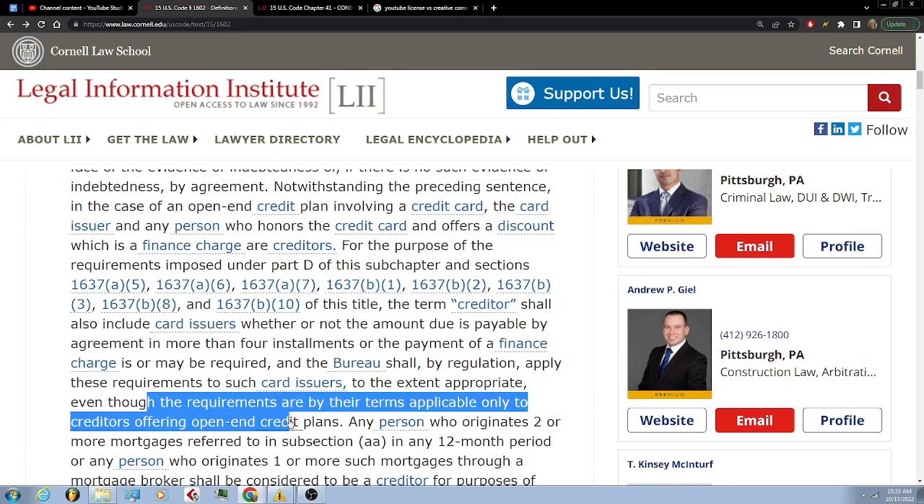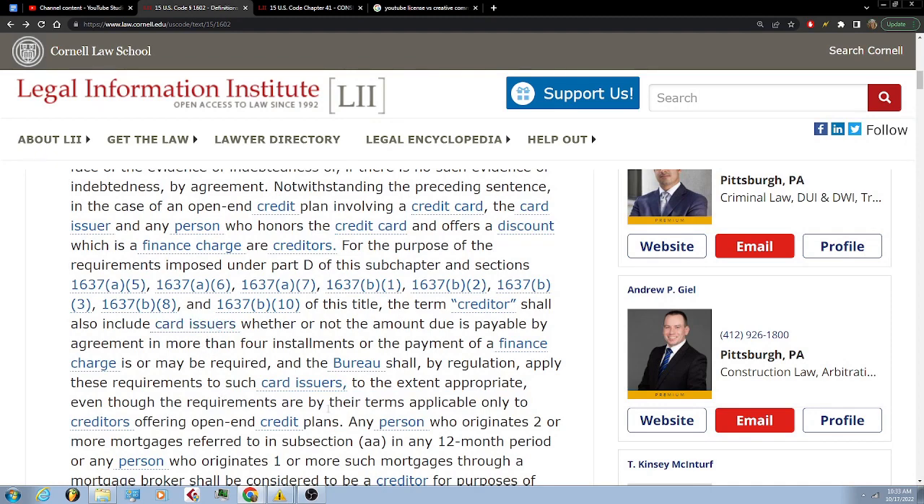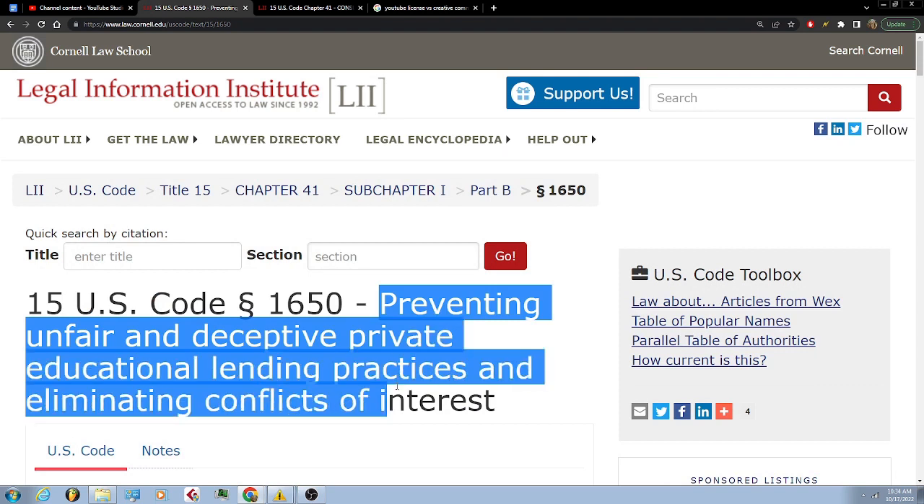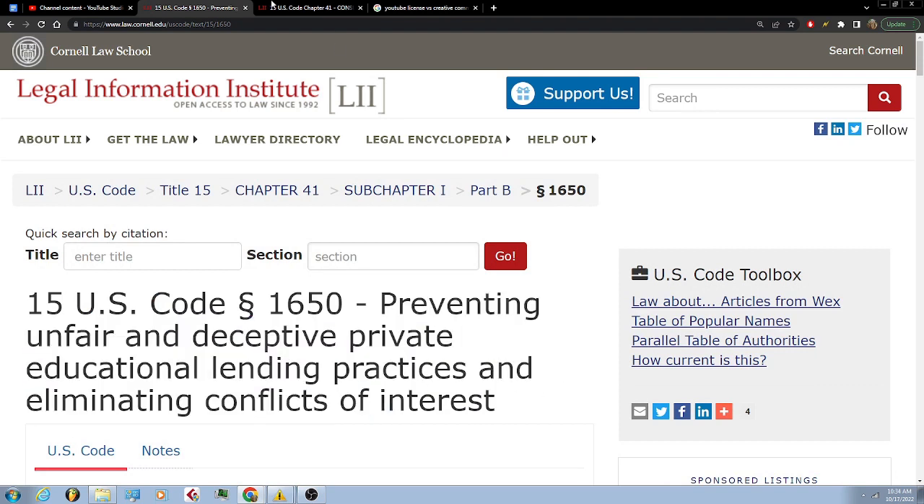even though the requirements are, by their terms, applicable only to creditors offering open-end credit plans. Any person who originates two or more mortgages referred to in subsection AA in any 12-month period, or any person who originates one or more such mortgages through a mortgage broker shall be considered to be a creditor for purposes of this subchapter. The term creditor includes a private educational lender, as that term is defined in section 1650 of this title for purposes of this subchapter. So section 1650 is preventing unfair, deceptive, and private educational lending practices and eliminating conflict of interest.